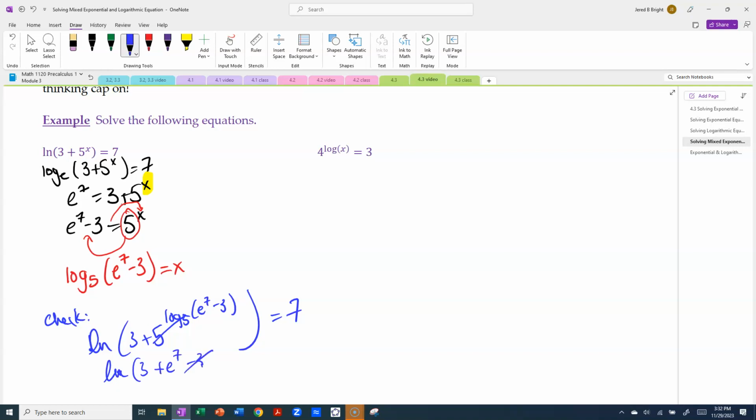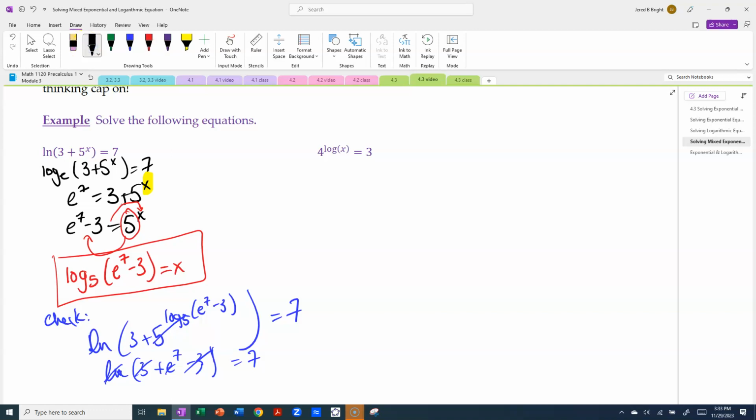The 3's are going to cancel. And then the natural log and the e will cancel. Same base, so the base of the log matches the base of the exponent, and I'd be left with 7. So this one does check. So we can leave our answer for this as log base 5 of e to the 7 minus 3. Gross, I know, but it is what it is.